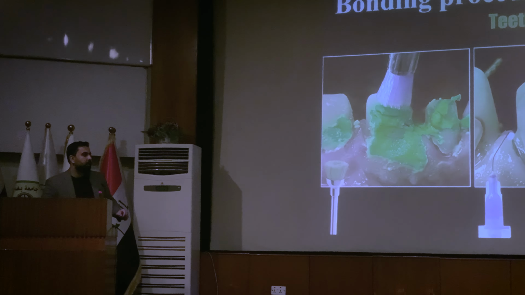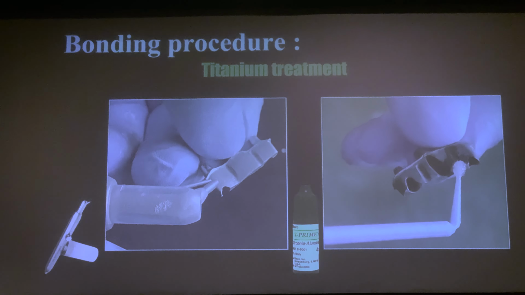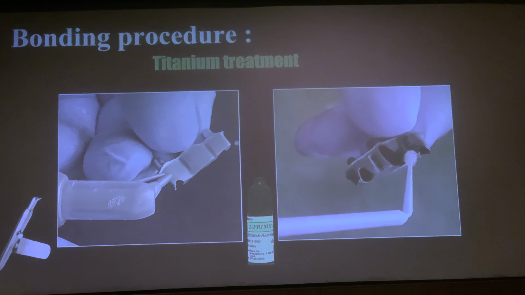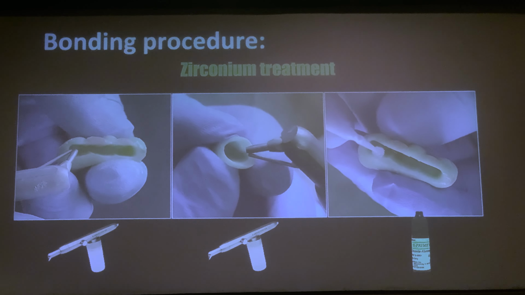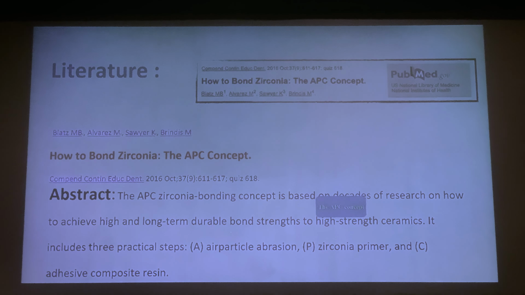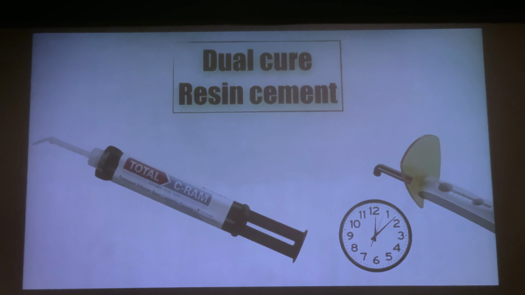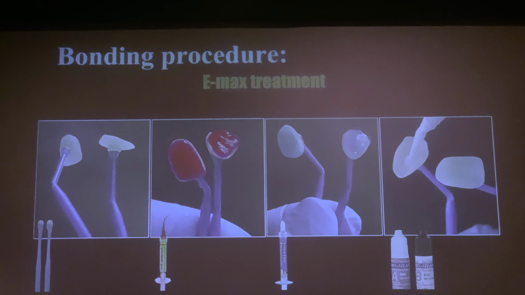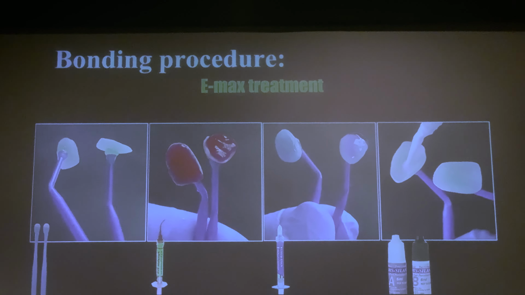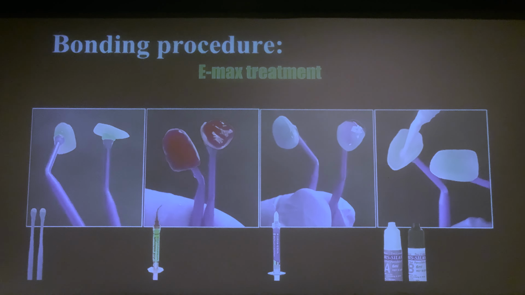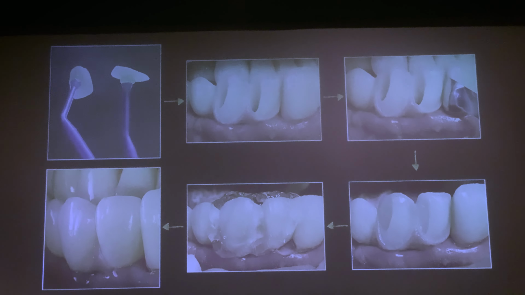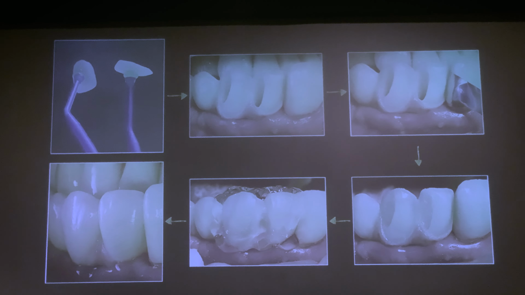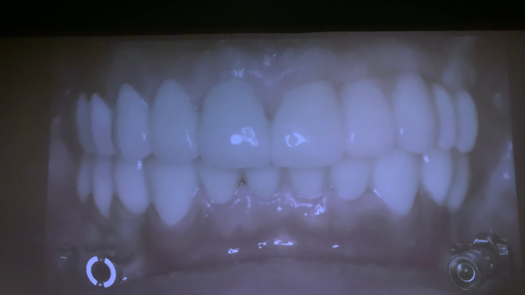For the titanium, we started with the titanium treatment, and for zirconia we followed the APC protocol using a dual-cure resin cement. For the e.max, as you all know, hydrofluoric acid, phosphoric acid, silane coupling agent, light-cure cement, bonding the veneers to the zirconia to close the screw channel.